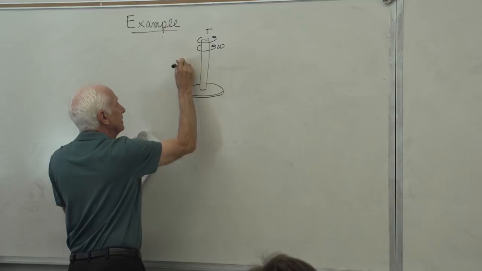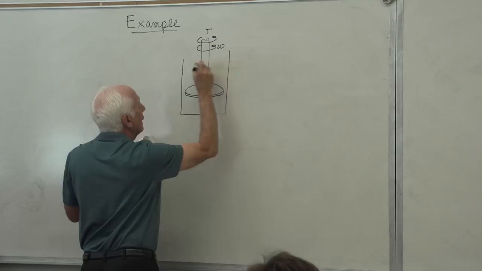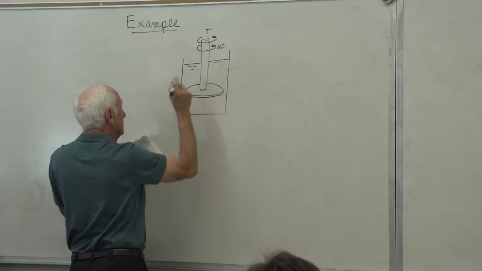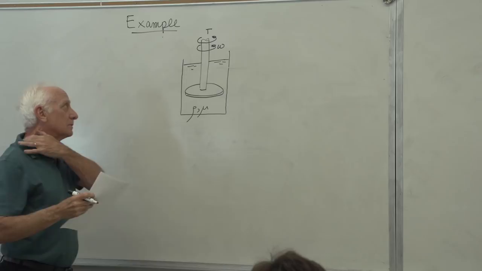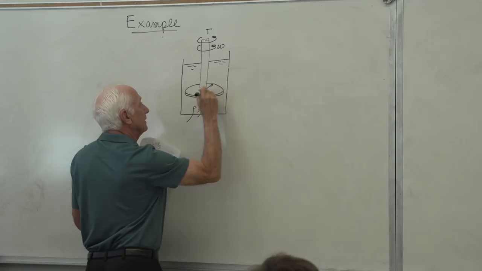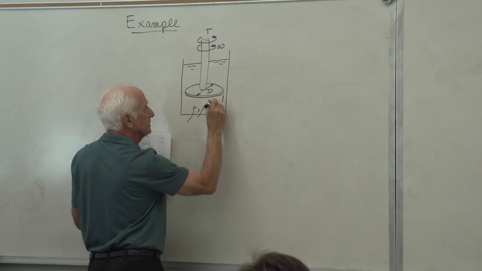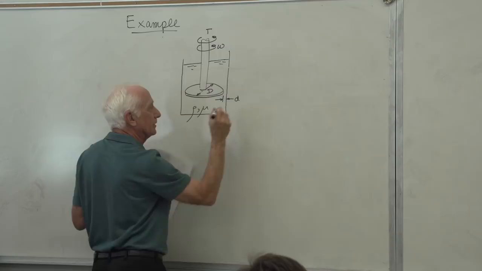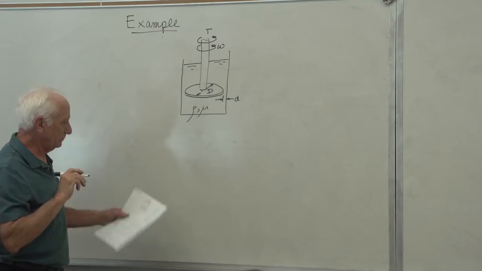So here's the fluid level. The fluid has a density rho and a viscosity mu. And the diameter of this disk is D. And the clearance between the disk and this beaker or reservoir it's in is little d. That's the clearance between the wall and the rotating disk. And I think that's all we're going to look at.